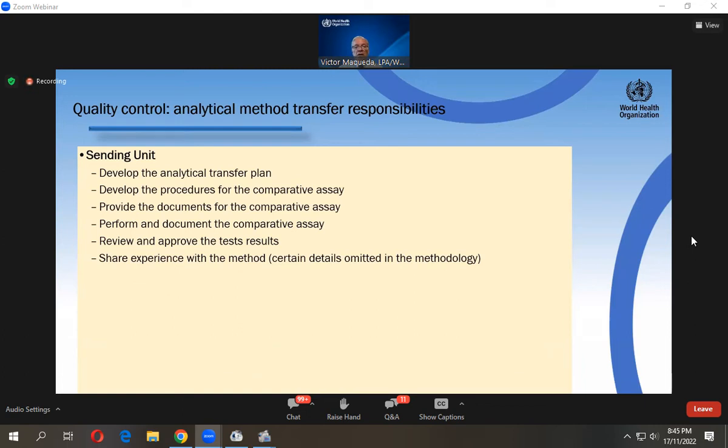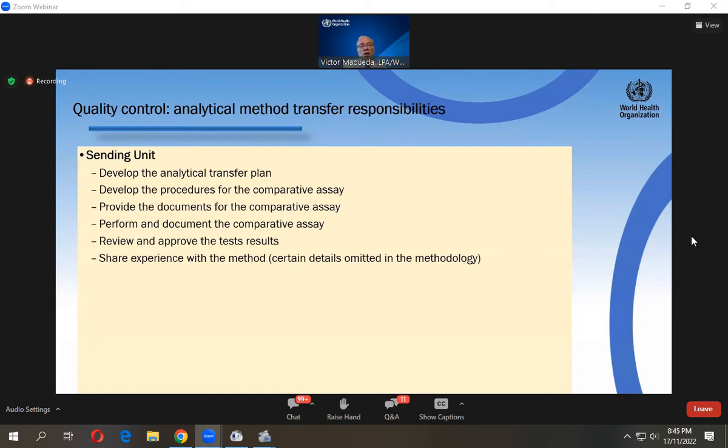They are the originator. And very important, the last bullet: share experience with the method, meaning certain details omitted in the methodology. Again, this is very important, the sharing of knowledge before I even prepare or approve the protocol and, of course, before I perform the actual testing. So in the planning, this sharing of experience needs to be fully planned and understood. As we say, sometimes the methods are not completely detailed in terms of certain information.